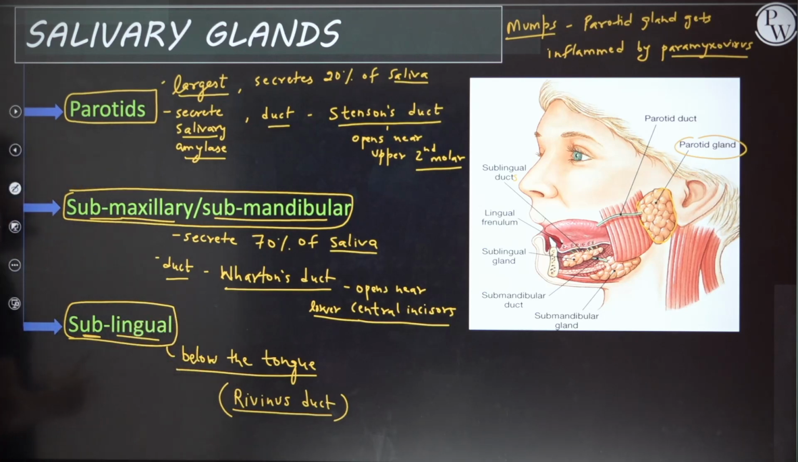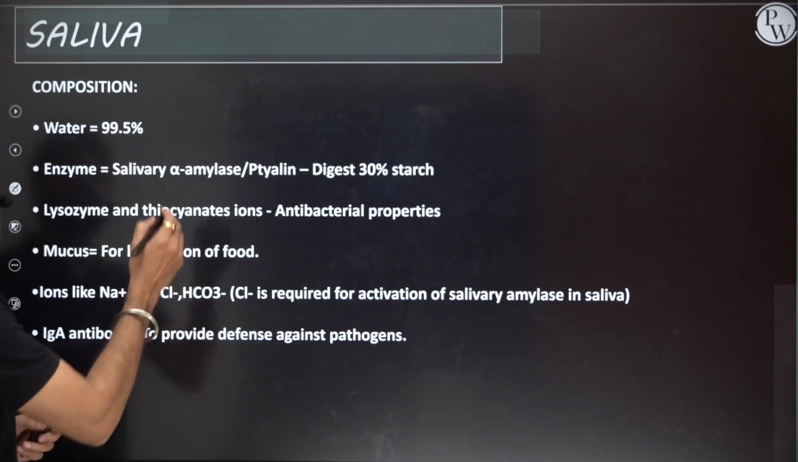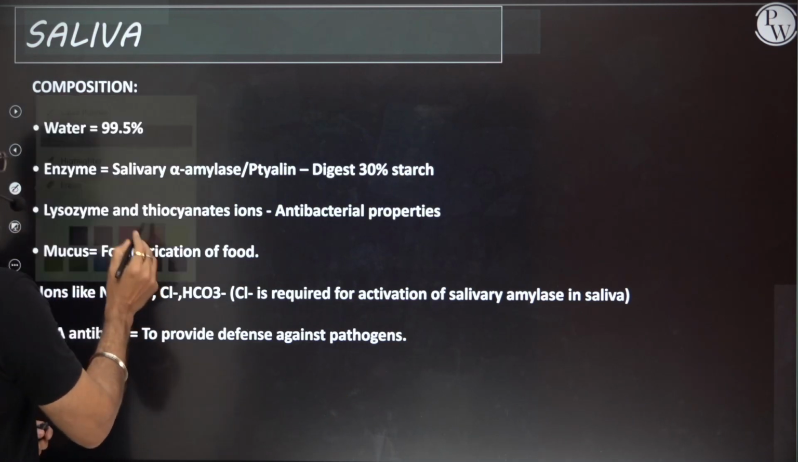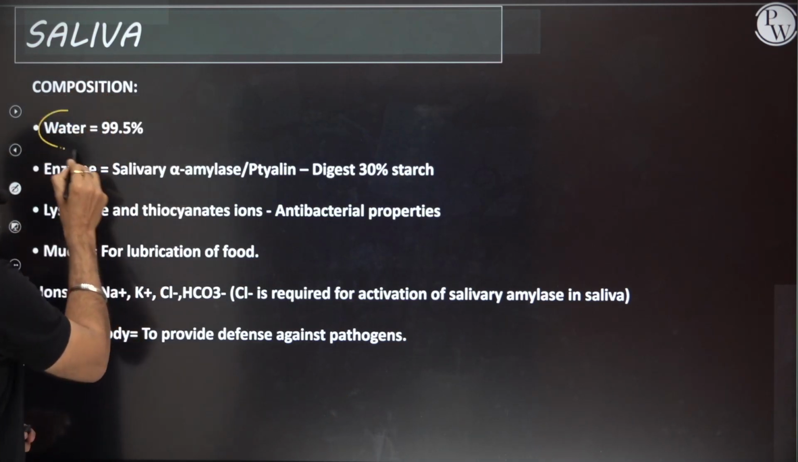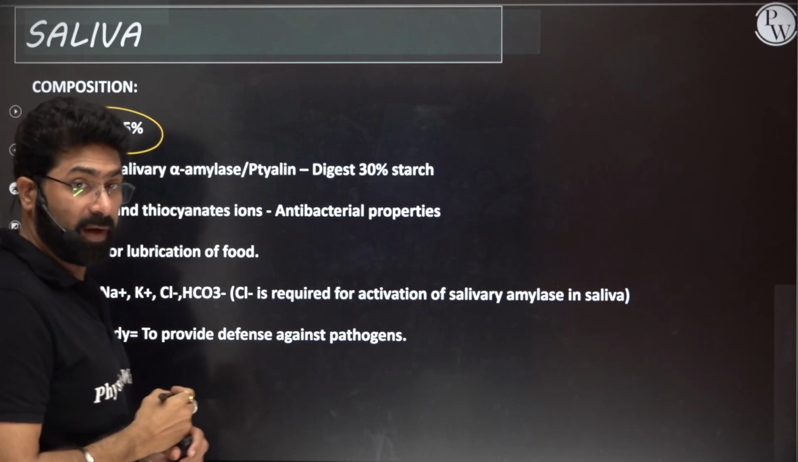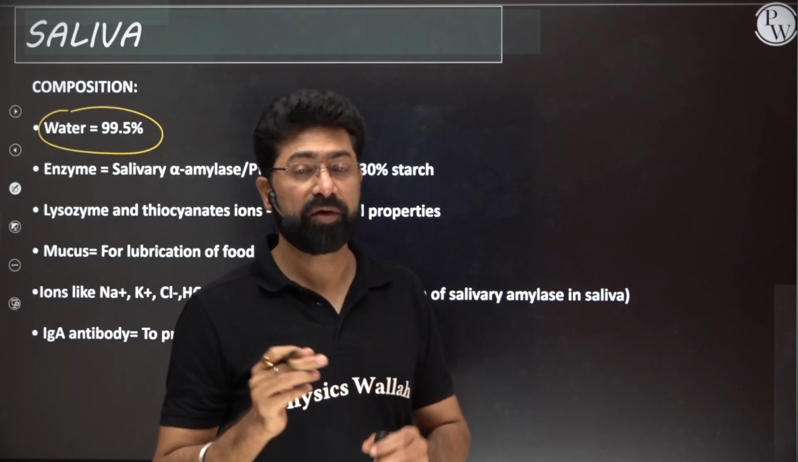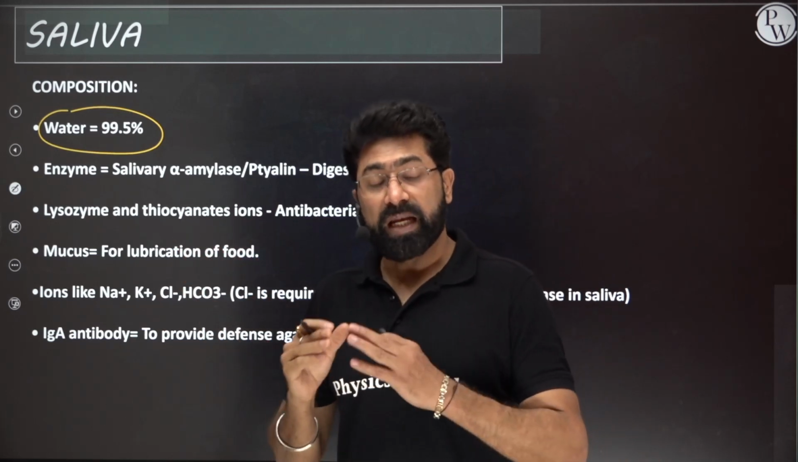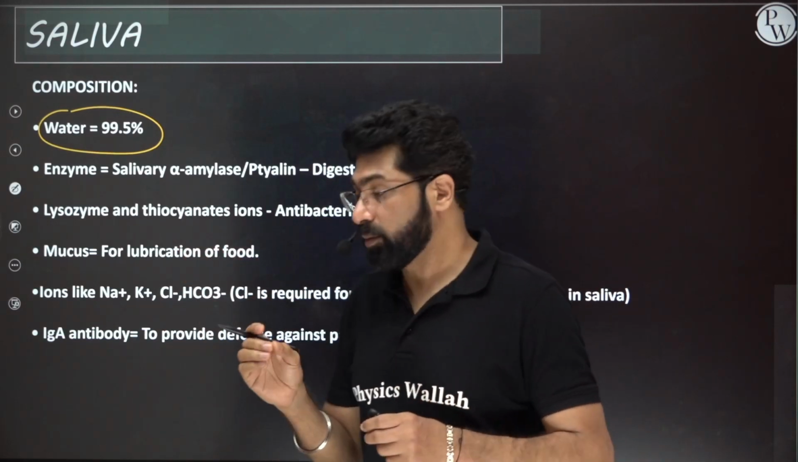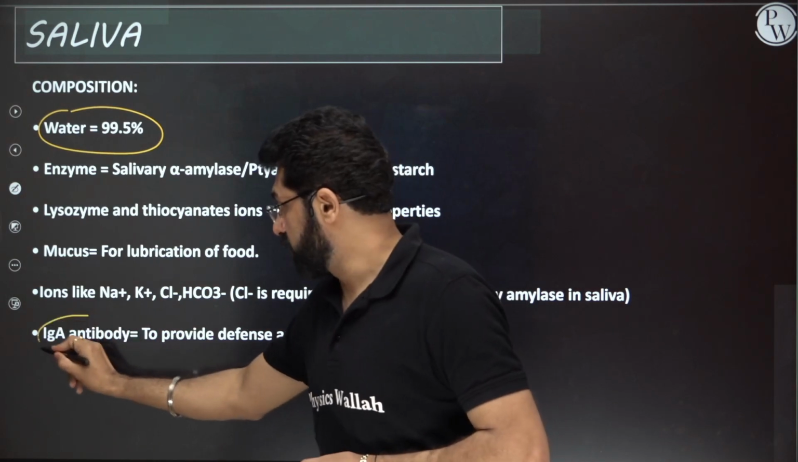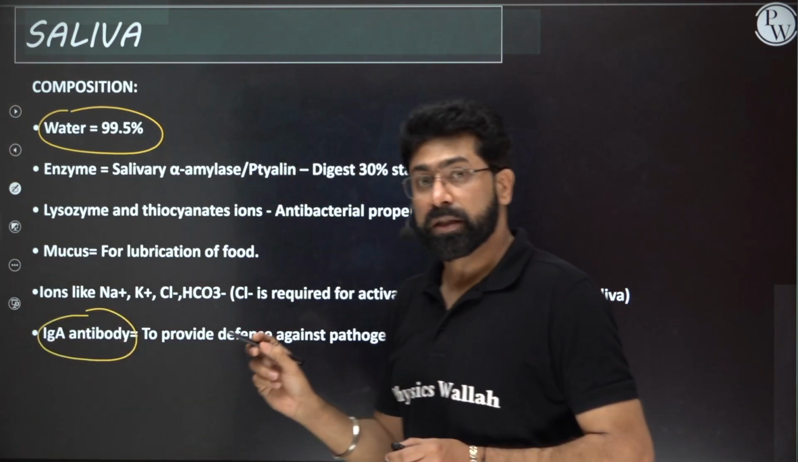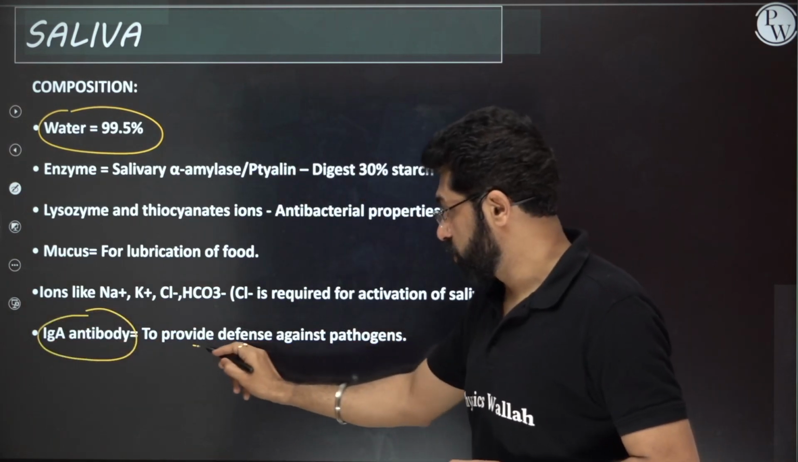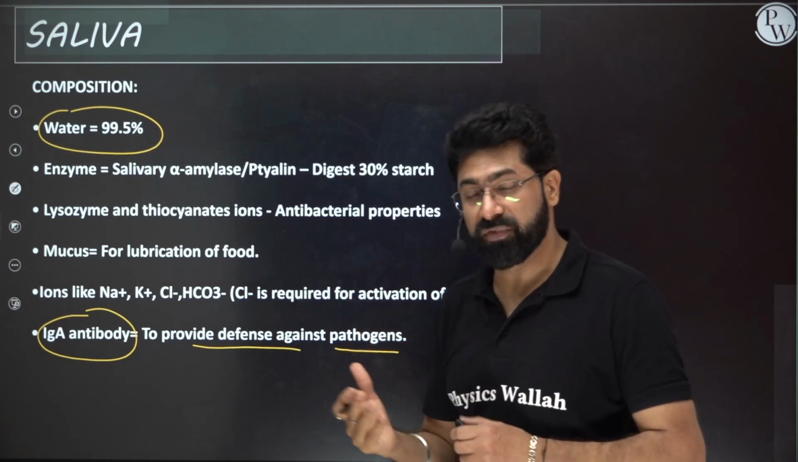Let's continue further and talk about the composition of saliva. Saliva contains water, which is 99.5%. Saliva has very important antibodies, that is IgA, which prevent you from diseases. They prevent you from pathogens and provide you some defense.